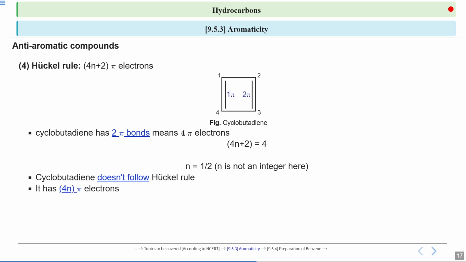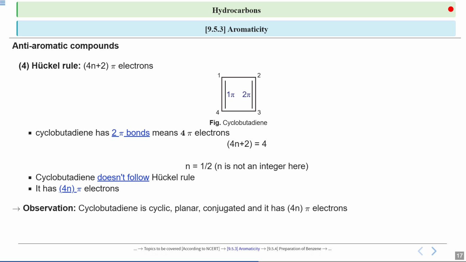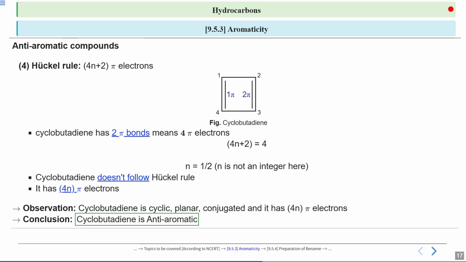because it has 4n pi electrons rather than 4n plus 2 pi electrons. Now if you sum it up, cyclopentadiene is cyclic, planar and conjugated, but it has 4n pi electrons instead of 4n plus 2 pi electrons. This combination leads to a different classification, which is anti-aromatic. This means even though it looks similar to an aromatic compound, its electron count makes it unstable rather than stable. Remember, anti-aromatic compounds are less stable because of this electron arrangement.